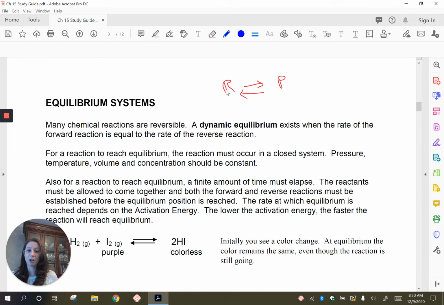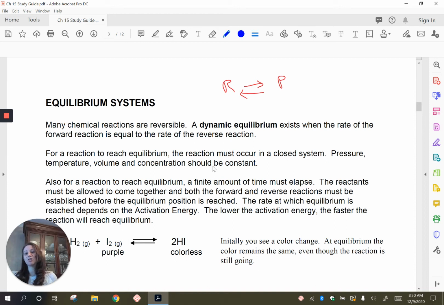The reaction is going on, but it actually looks to us like it had stopped because there's no change in concentrations. There's no change in appearance of the reaction because, again, the rates are equal. So for every reactant molecule that's used up to form products, a product molecule is used up to reform the reactants, and so the concentrations and everything else remains the same, even though the reaction is still going on. So it's called a dynamic equilibrium.